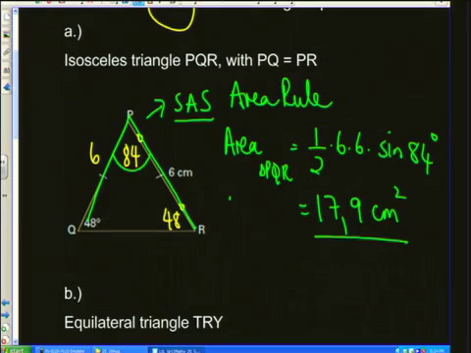Okay. So the important thing with an area is that we want the arrangement side, angle, side. And with the current information, just 6 and 6 and 48, that wouldn't help because my angle wasn't included. It's got to be adjacent. The angle's got to be adjacent to both given sides.